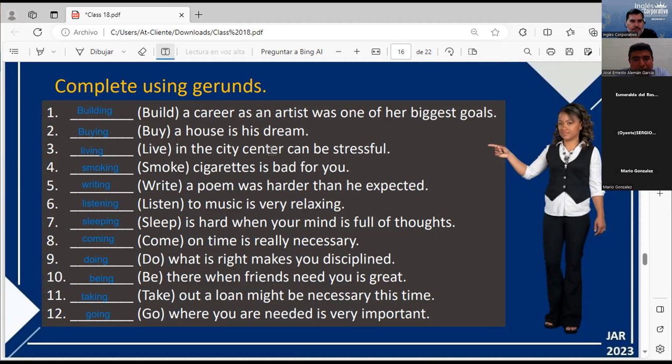Writing a poem, teacher? Poem. Writing a poem was harder than he expected. Listening to music is very relaxing. Sleeping is hard when your mind is full of thoughts. Coming on time is really necessary. Doing what is right makes you disciplined.